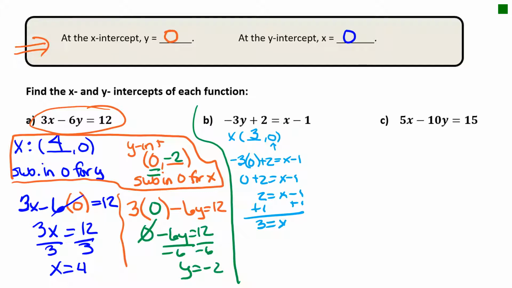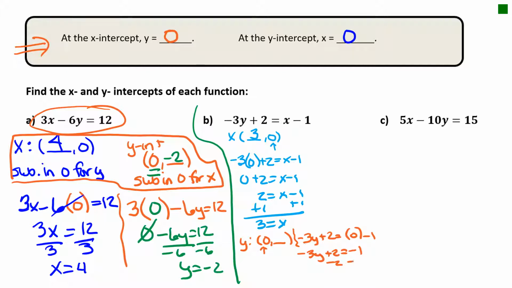For the y-intercept, I think I'm going to put it down here. The y-intercept, remember, is (0, y). So we're going to put 0 in where we see x. So negative 3y plus 2 equals, whoop, there's the x, 0 minus 1. Negative 3y plus 2 is negative 1.